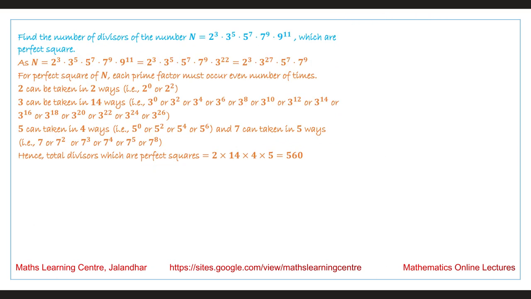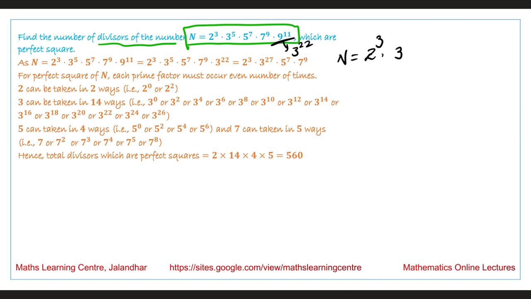Next, find the number of divisors of the number n, which is given, which are perfect squares. If we look at this number, we can write this 9 as 3 raised to the power 22. So the prime factorization of the number n is 2 raised to the power 3 into 3 raised to the power 27 into 5 raised to the power 7 into 7 raised to the power 9.